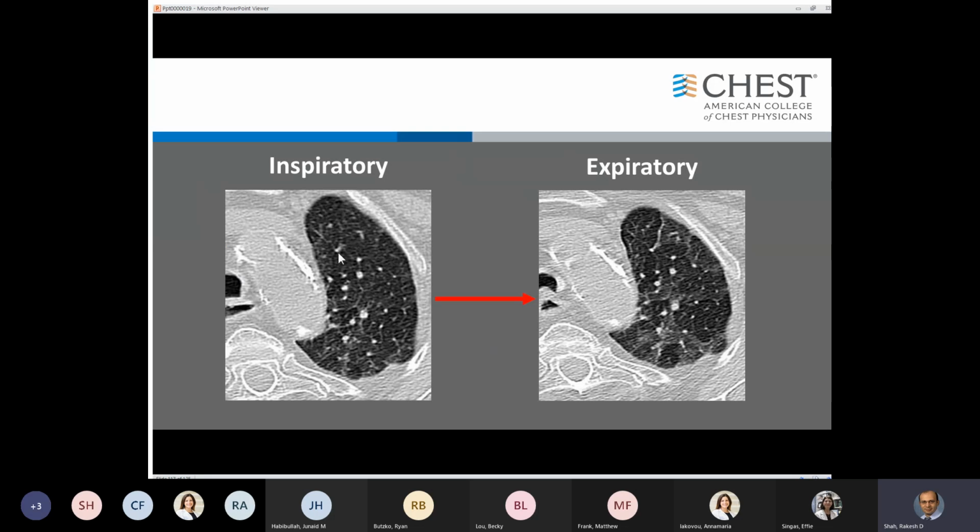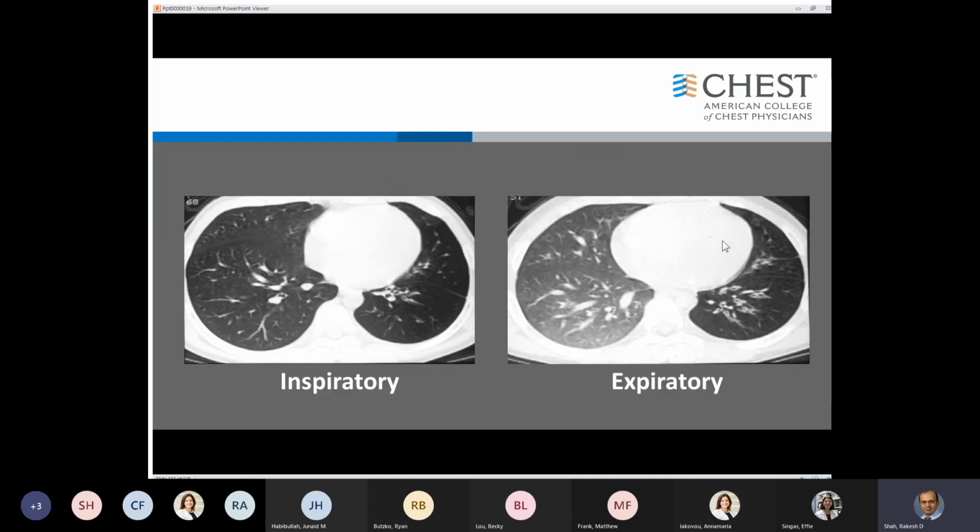And you can see that small airway disease can often be missed on inspiratory scan, but it will certainly be evident if you do the expiratory scan. And so you can see this opacity and then areas of lucency, opaqueness, and lucency. Again, very sharp borders, suggesting that you're dealing with air trapping here.